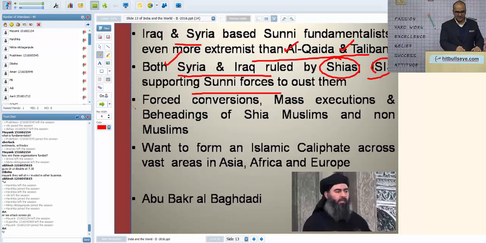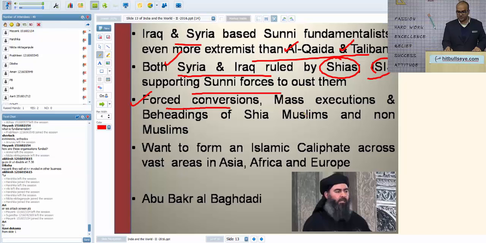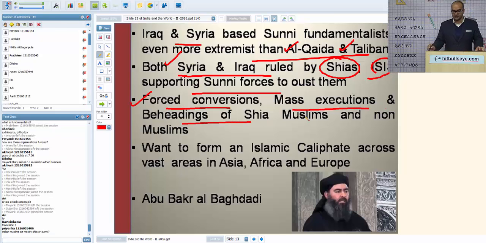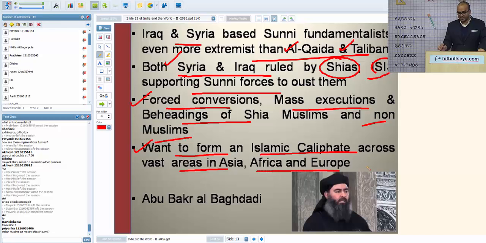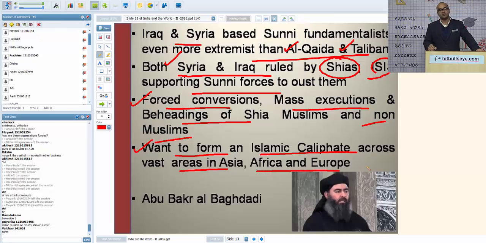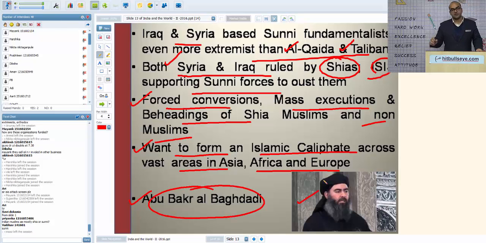Right, these are certain strategies that they're adopting: forced conversion, mass execution, beheadings of Shia Muslims and non-Muslims in these regions. They want to form an Islamic caliphate across vast areas in Asia, Africa and Europe, right? And Abu Bakr al-Baghdadi, this guy, is the chief of ISIS, IS.